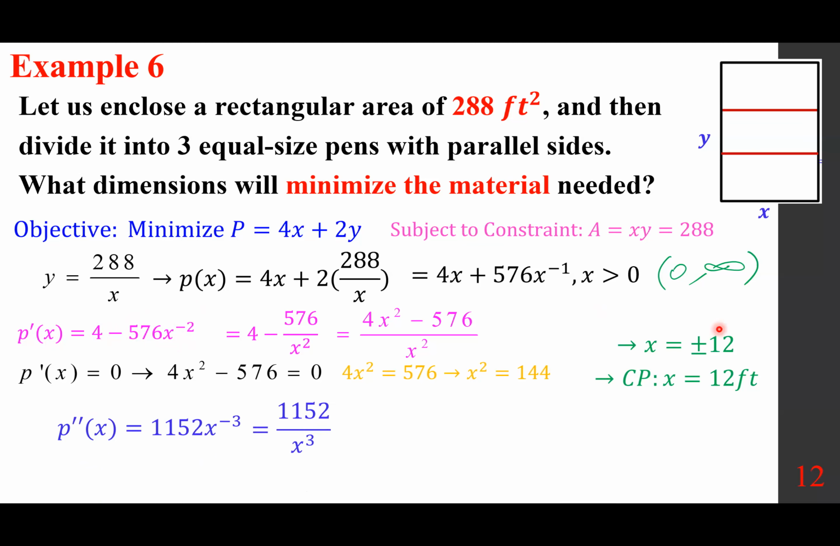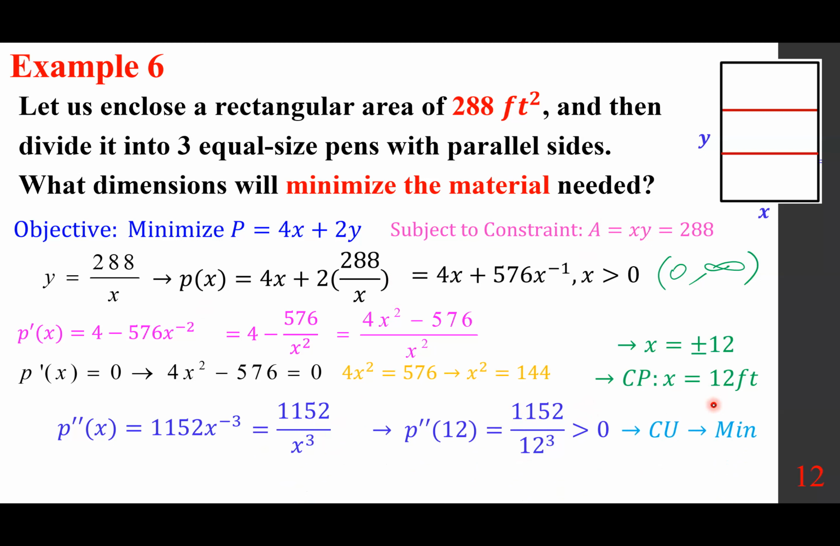Now, when I plug in 12, I don't even have to evaluate it. I know it's positive. Why is it positive? Because the top is a number which is positive. 12 cubed is a positive number. The ratio is positive. Therefore, it's concave up. Concave up means minimum. So the minimum occurs when x is 12 feet.